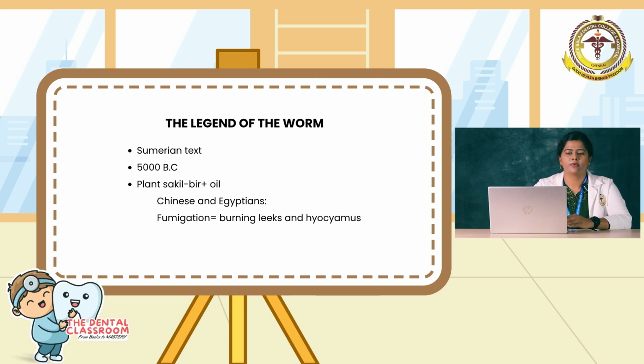They used the plant henbane, which is beer, and oil. Even in Chinese and Egyptian history, they used fumigation to kill the germs, and they did it by burning leeks and hyoscyamus.